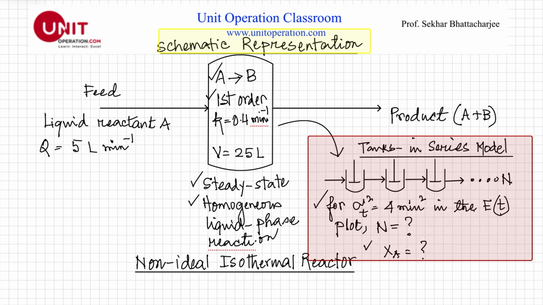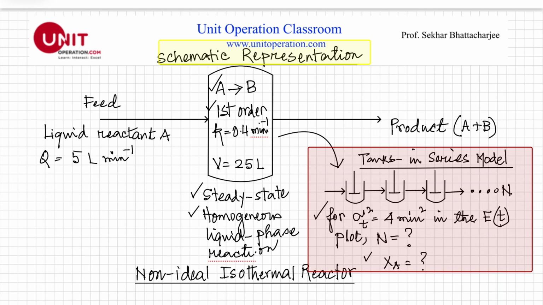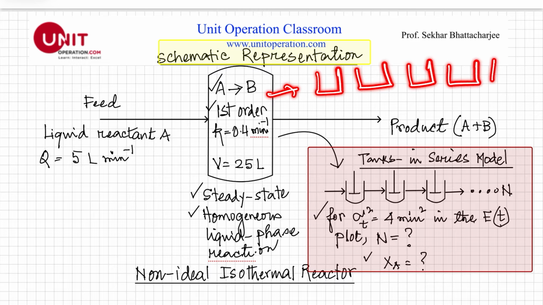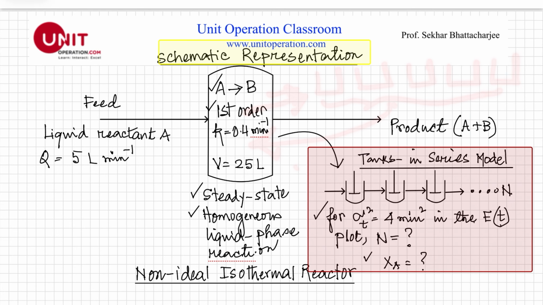So we have to use the tanks in series model. Based on the tanks in series model, we have to estimate the conversion. You can read about this tanks in series model from any standard textbook, let's say Levenspiel or Fogler. Since this is not a single CSTR, not a single PFR, this is an actual non-ideal reactor, we'll assume this to be a series of CSTRs. But how many? We have to find out how many CSTRs in series actually represent this particular non-ideal reactor. How to do the calculation, we'll see.